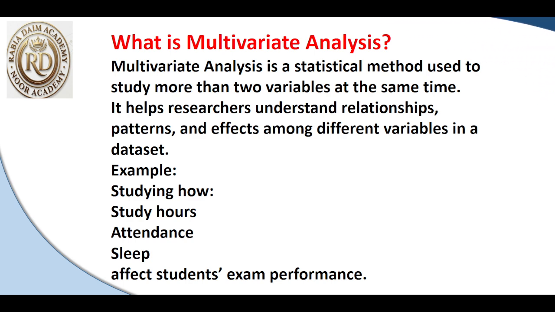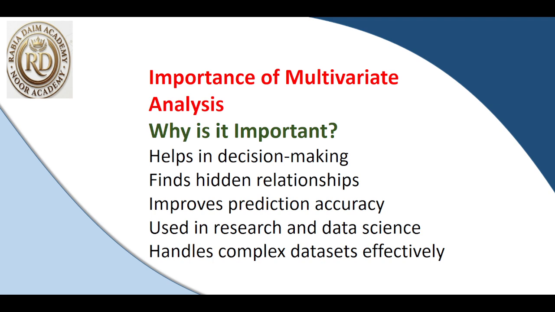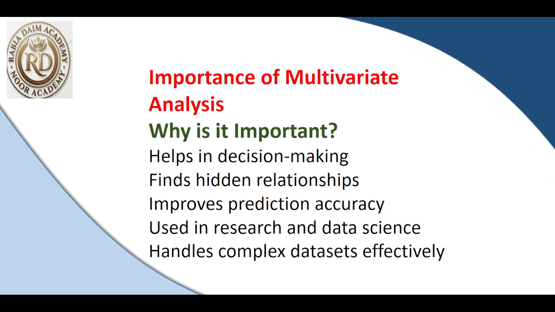Why is multivariate analysis important? This analysis is vital because it helps in decision making, finds hidden relationships, improves prediction accuracy, is used in research and data science, and handles complex datasets effectively.